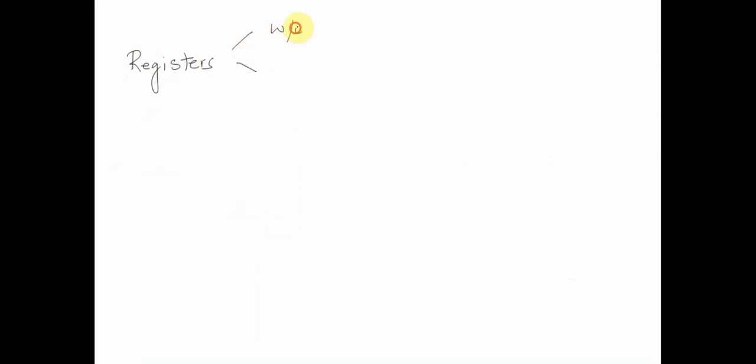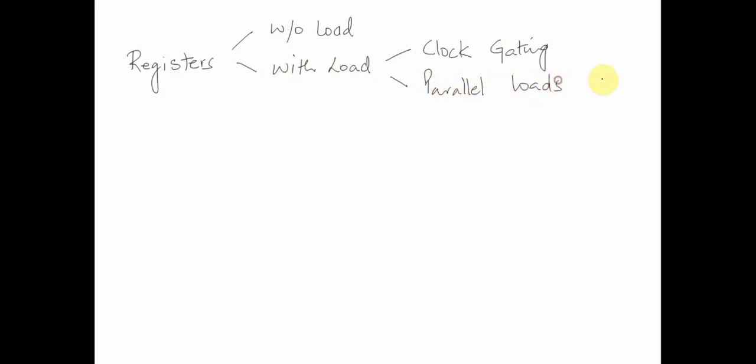One was without load operation, where output was transferred directly to input. One was with load. And once we had with load, we saw two variations of this particular circuit. One was clock gating, where we gated the clock, and one was with parallel load. After registers, we saw a specific kind of register called a shift register, where we have serial input and we were able to right shift or left shift the output.